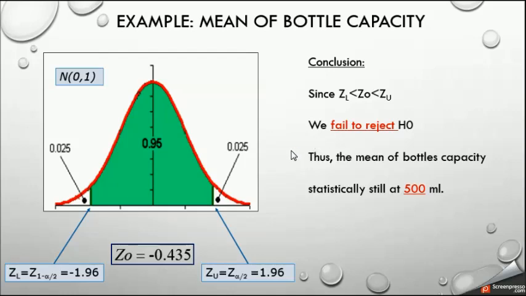What does it mean to fail to reject H0? This means the bottle capacity is statistically still at 500 milliliters. So our null hypothesis is accepted, and statistically the bottle's capacity is still at 500. We don't need any other action to be done. The mean value of our population of bottles has stayed the same at 500 and has not changed to any other values, neither upper nor lower values.